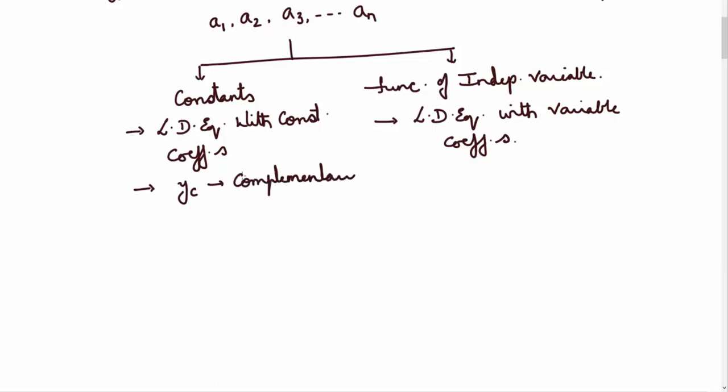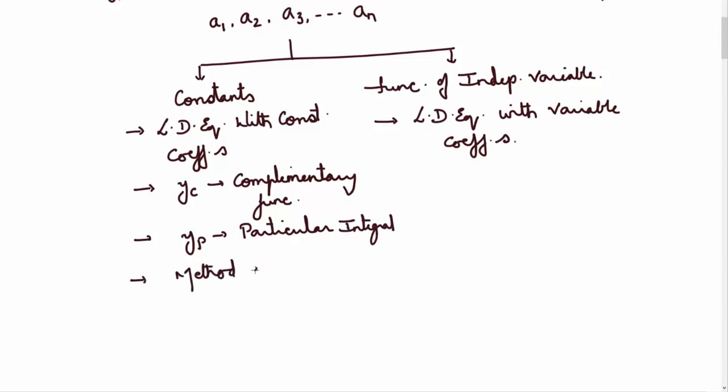and yp, which we call the particular integral. And one more topic we are going to learn in this is the method of variation of parameters. This is one of the most important topics which has been frequently asked in most of the university exams, and unless we know how to find this yc, we can't solve the problems in the method of variation of parameters. Now let's come back to this.